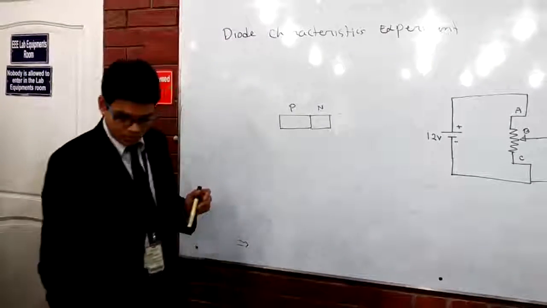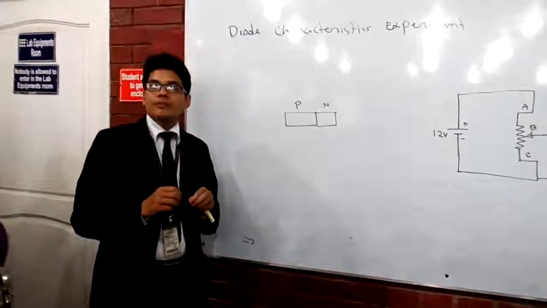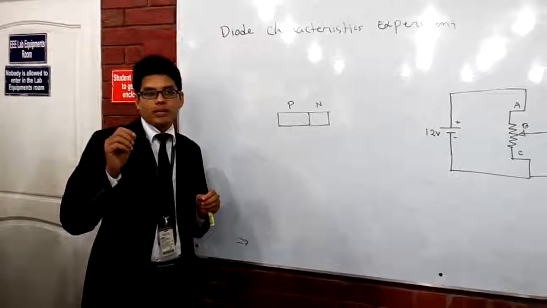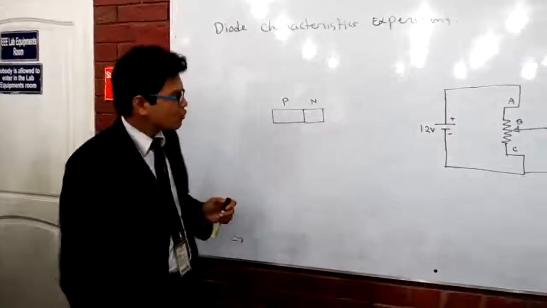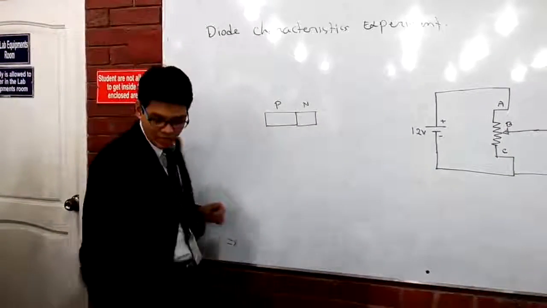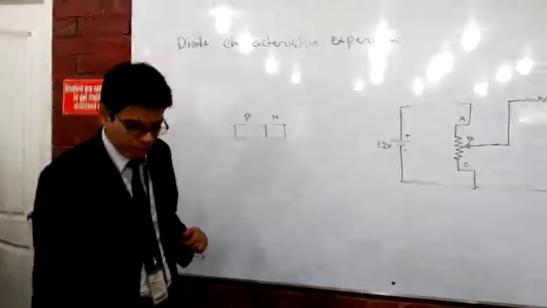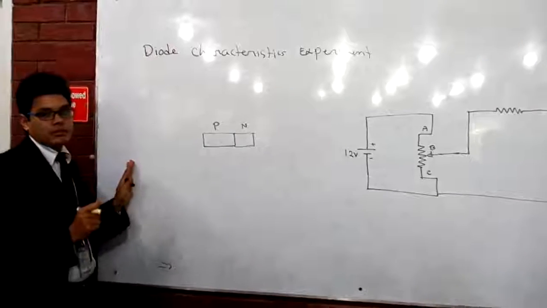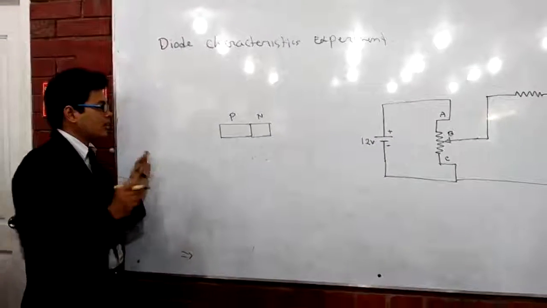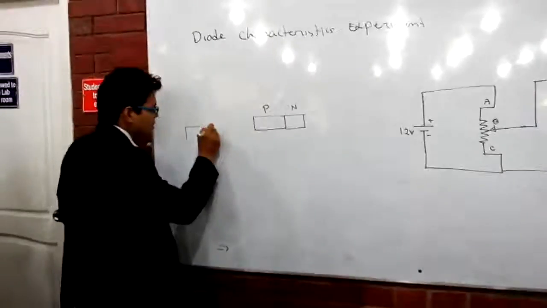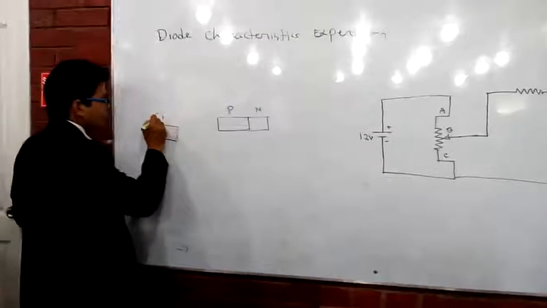Okay, there are different semiconductors like silicon and germanium, right? So this one is of silicon. It has got 4 electrons in its valence band. So 4 electrons means, okay, this is silicon, for example.